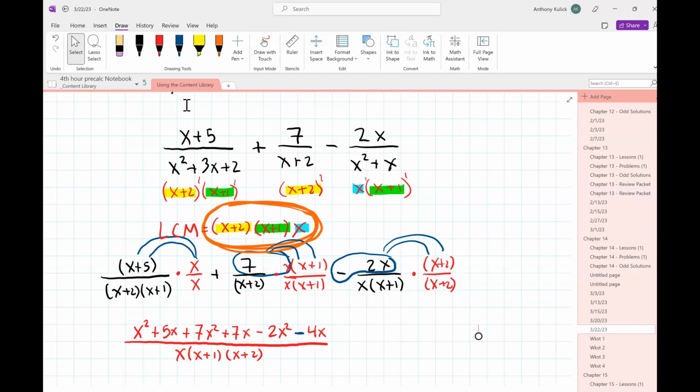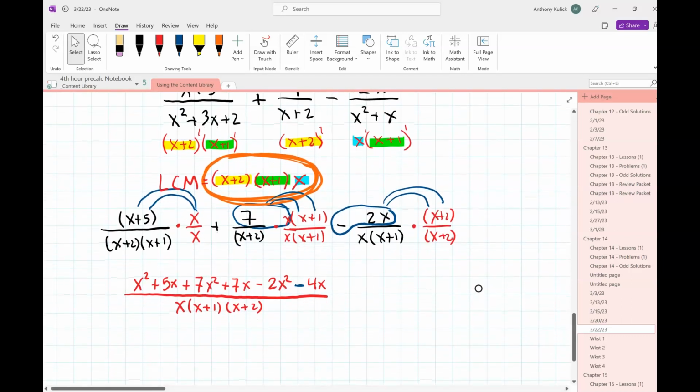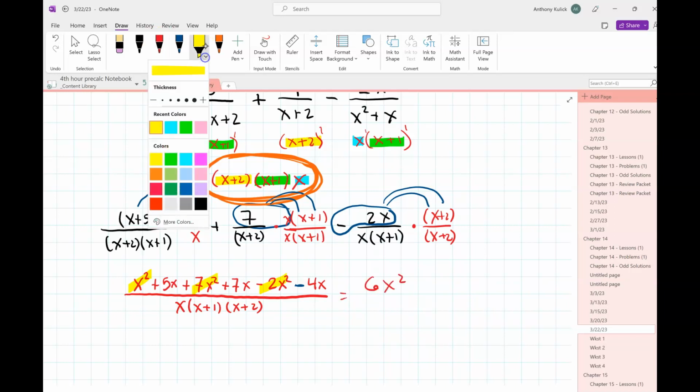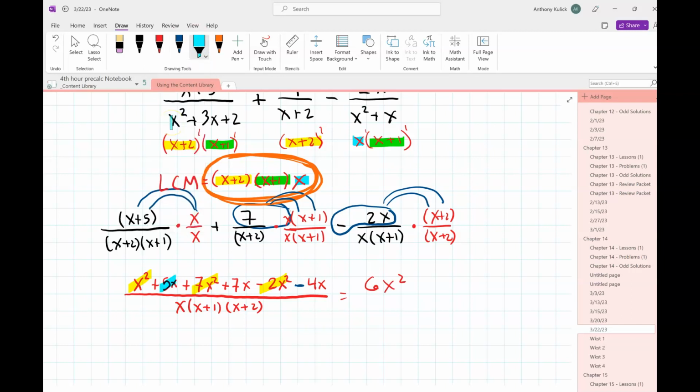All right. Can I reduce at this step where I'm at? No. What do I need to do? Combine like terms. So the x squareds can go together. That'll give me a 6x squared. The x's can go together. That'll give me a, what's that, 8x.